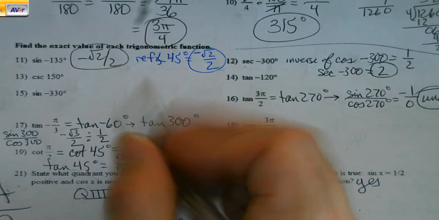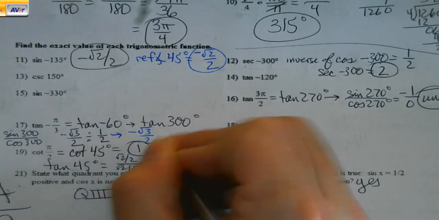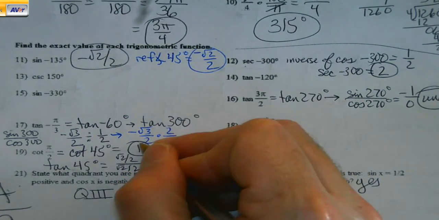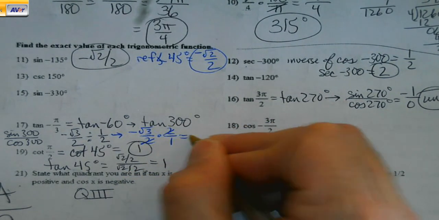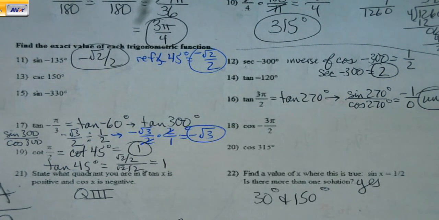And I reminded myself, when I'm dividing by a fraction, I am multiplying by its reciprocal. The 2's will cancel. I have the negative square root of 3. The rest of the other, whopping 5 answers are on the key if you need them.